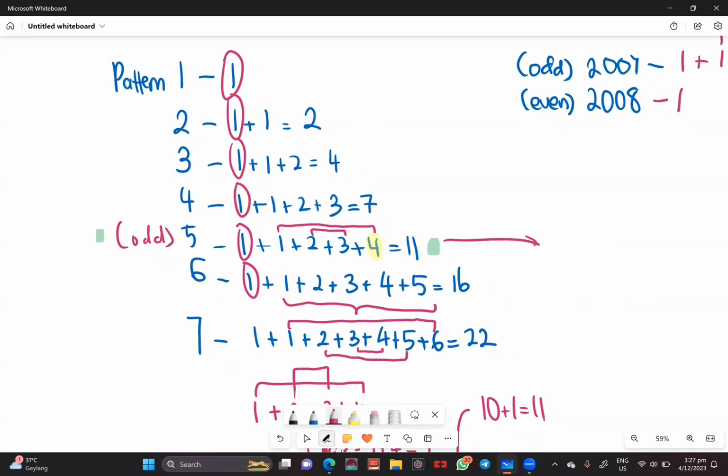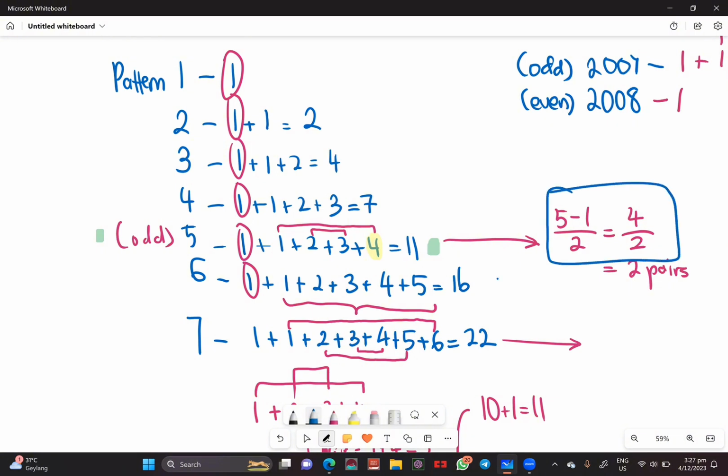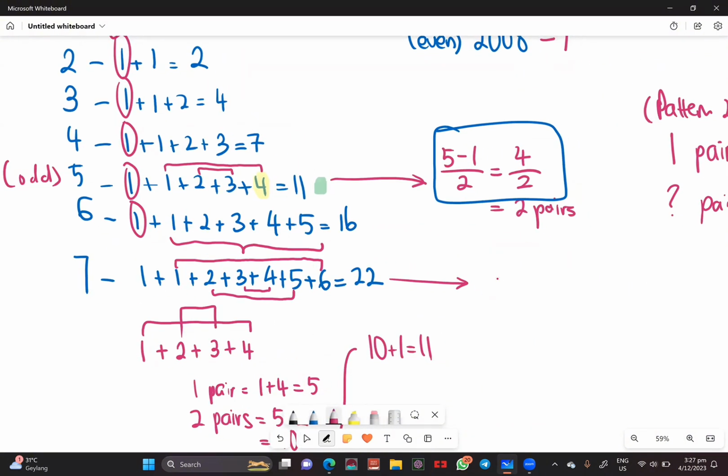So how do I find the number of pairs for pattern number 5? I will do 5 minus 1 divided by 2, which is equals to 4 over 2, which is equals to 2 pairs. All right, in order for me to find the number of pairs, we can use these to help us. Well, what about pattern number 7? It will be 7 minus 1 divided by 2, right? 6 over 2, which is equals to 3 pairs.